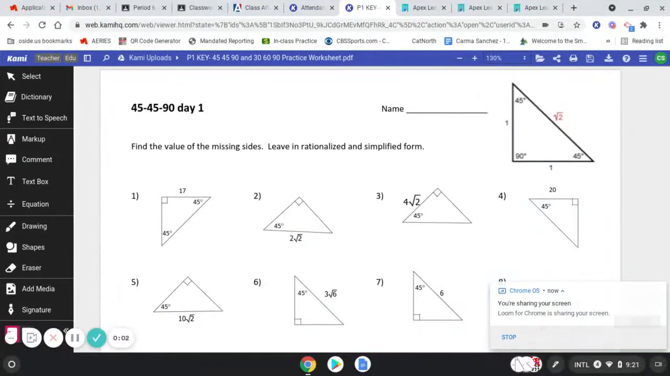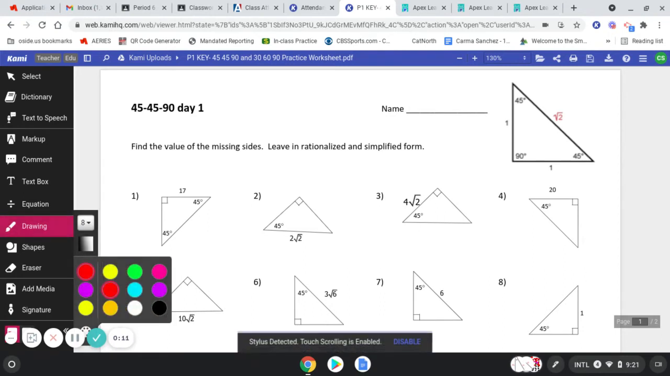Okay, so we're going to start with the first page on 45, 45, 90 special right triangles. And I did drop in our study guide notes over here on the side. So if you notice right here, here's the relationship in a 45, 45, 90.